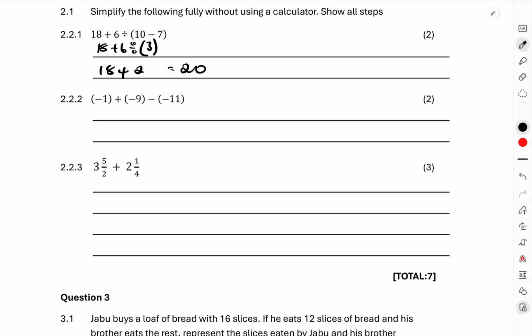Simplify the following. I have negative 1. Now I have to remove the bracket, right? How do I remove the bracket? I'll have my negative 1. I have a positive and a negative. It means I'll have a negative 9. I have a negative and a negative. It is going to give us a positive 11, right?